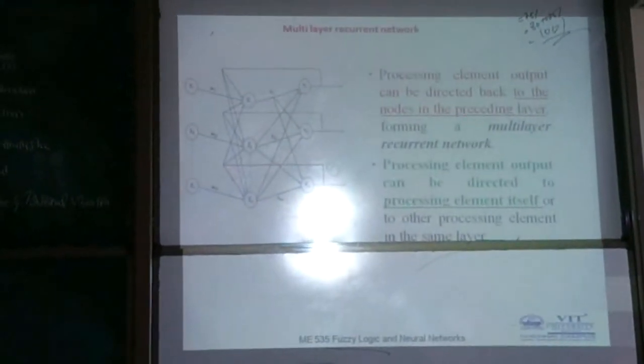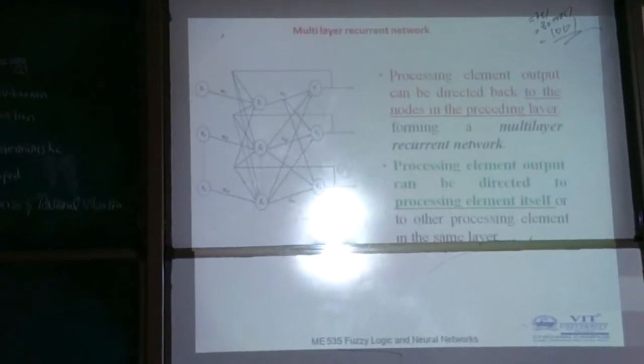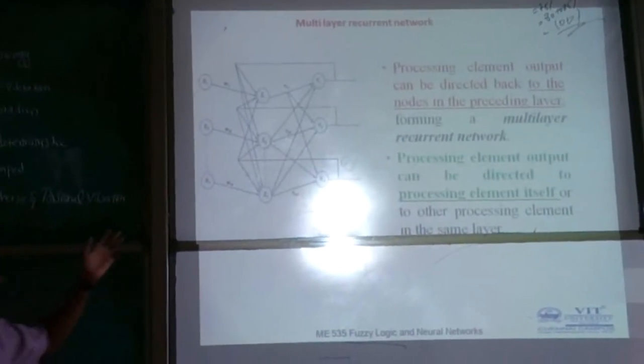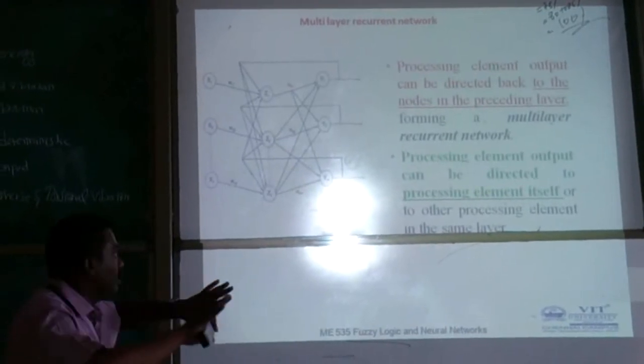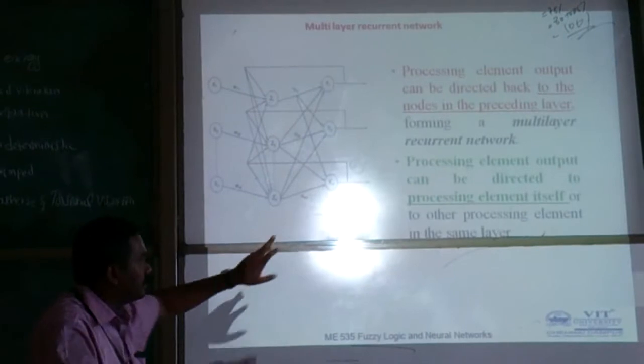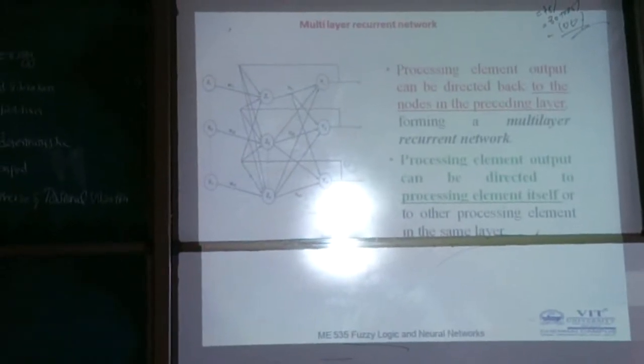The multi-layer networks are the same thing. In multi-layer networks, the processing elements connect to all the layers, not only to one processing layer. That is called multi-layer networks.